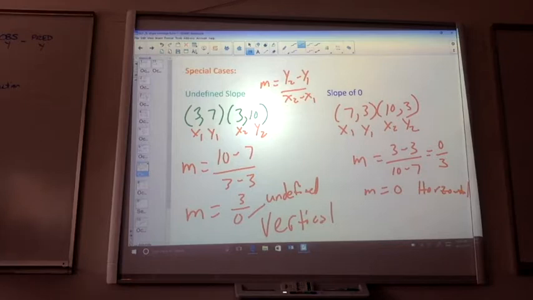If you have a line that's vertical, is it increasing or decreasing? It's undefined. The slope of 0, is it increasing or decreasing? Neither. It's 0. And that's referring to the slope. One more slide. We good so far? Any questions?